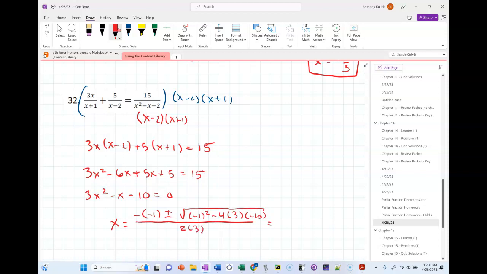Negative 1 squared is 1. 4 times 3 times negative 10 is negative 120. 1 minus negative 120 is 121. The square root of 121 is 11. 1 plus 11 is 12, divided by 6 is 2. And then 1 minus 11 is negative 10, divided by 6 is negative 5/3. Oops. Should say x equals.